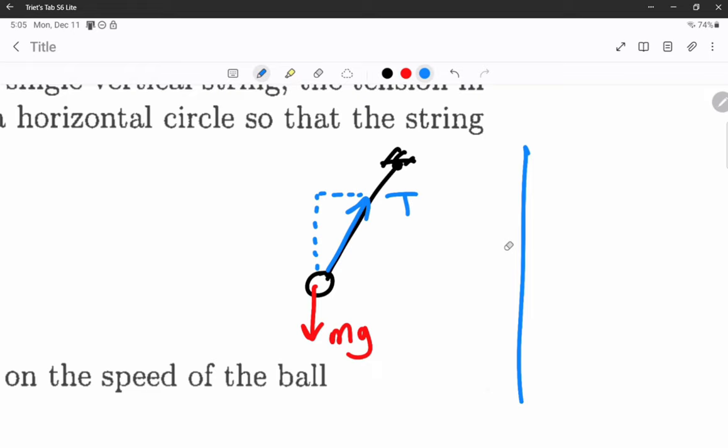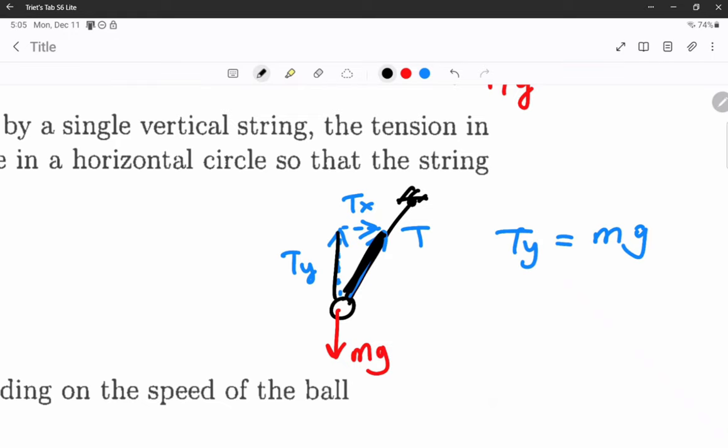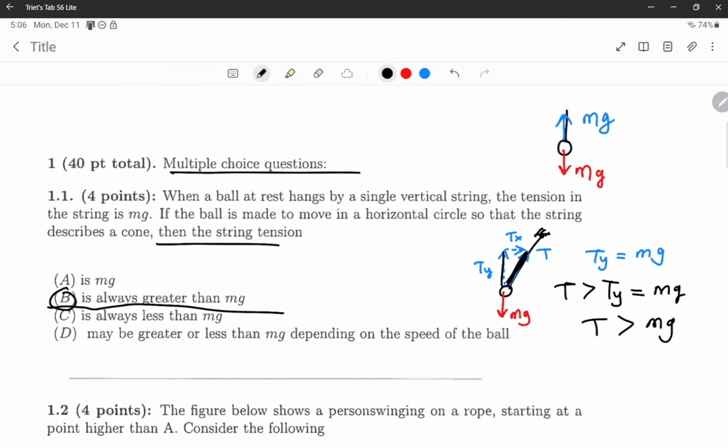And so the tension, if you break it into two components, the tension in the y axis has to be equal to mg, right? And so the tension itself, including both y and x components, has to be greater than Ty. And so T is greater than Ty, which equals mg. So the tension has to be greater than mg, and that's why you get answer B here. The tension has to be greater.